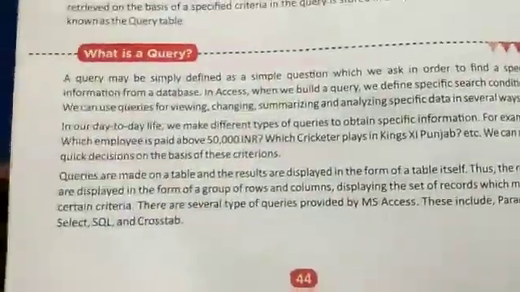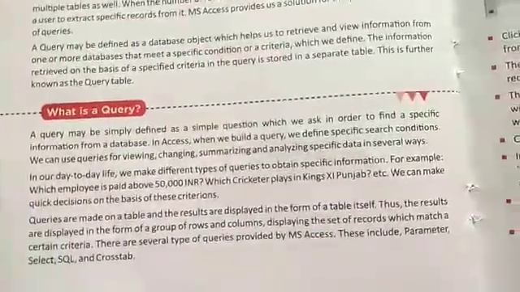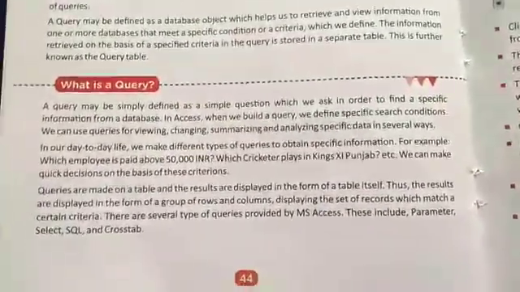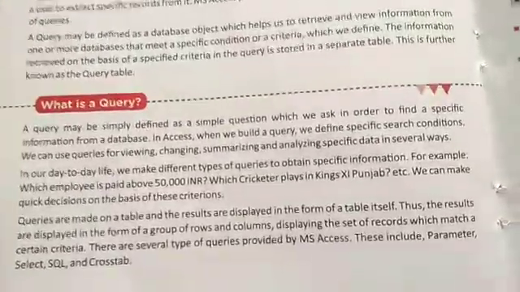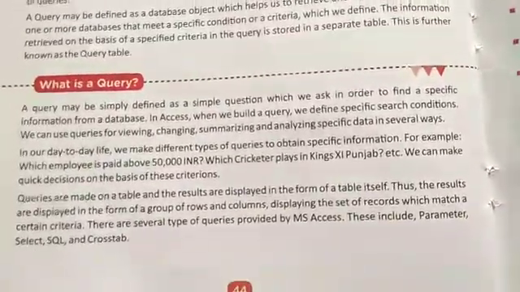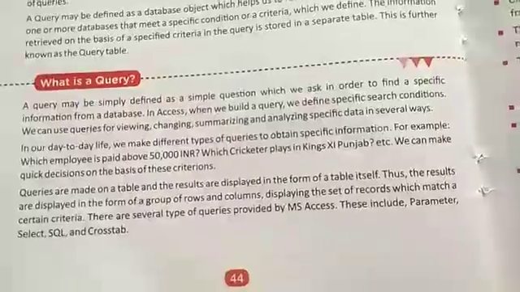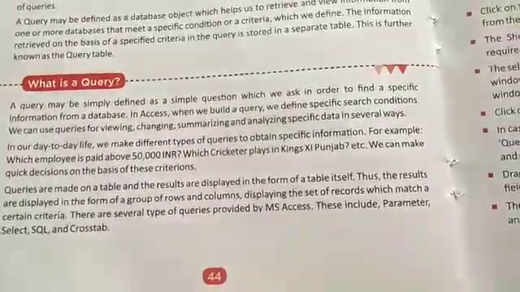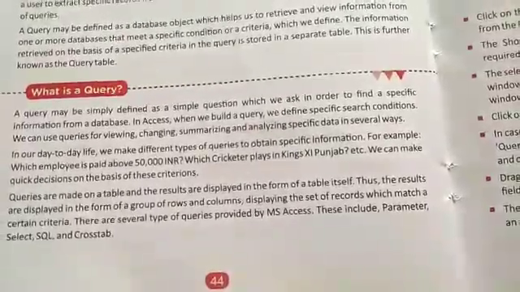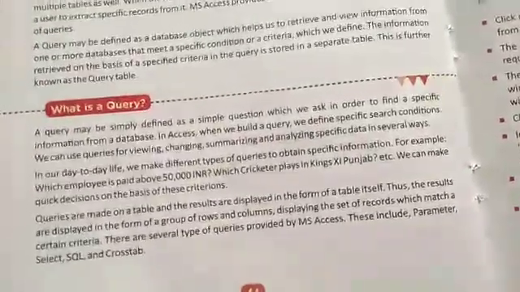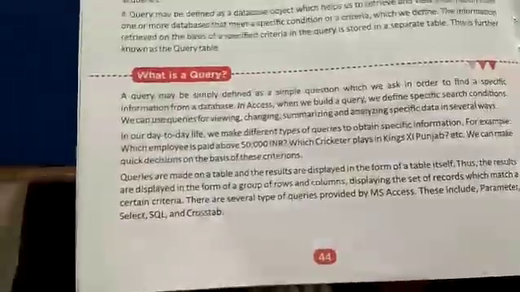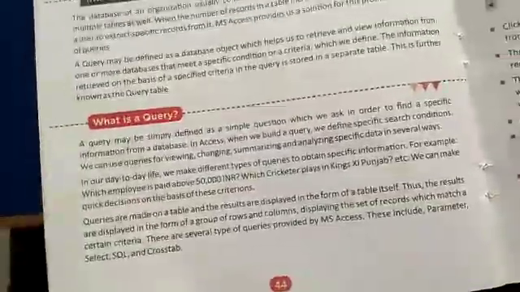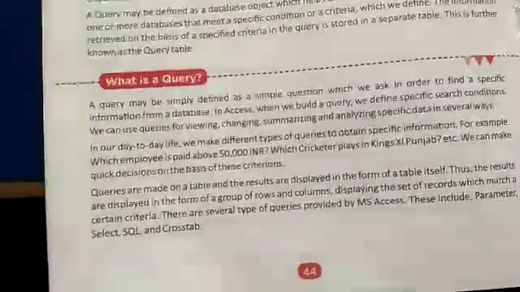In our day-to-day life, we make different types of queries to obtain specific information. For example, which employee is paid above 50,000 INR, Indian currency, or which cricketer is playing for Kings 11 Punjab. We can make quick decisions on the basis of these criteria.